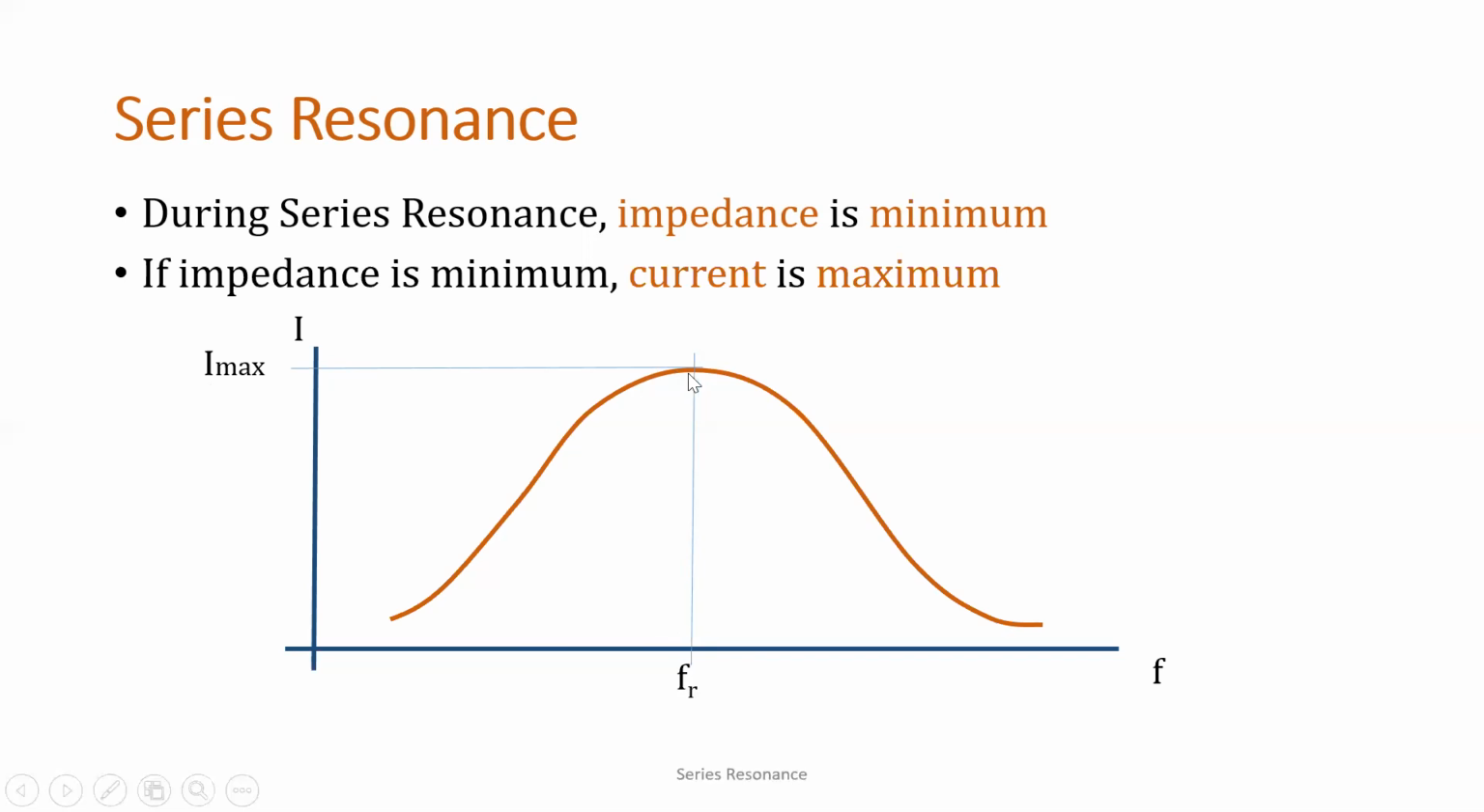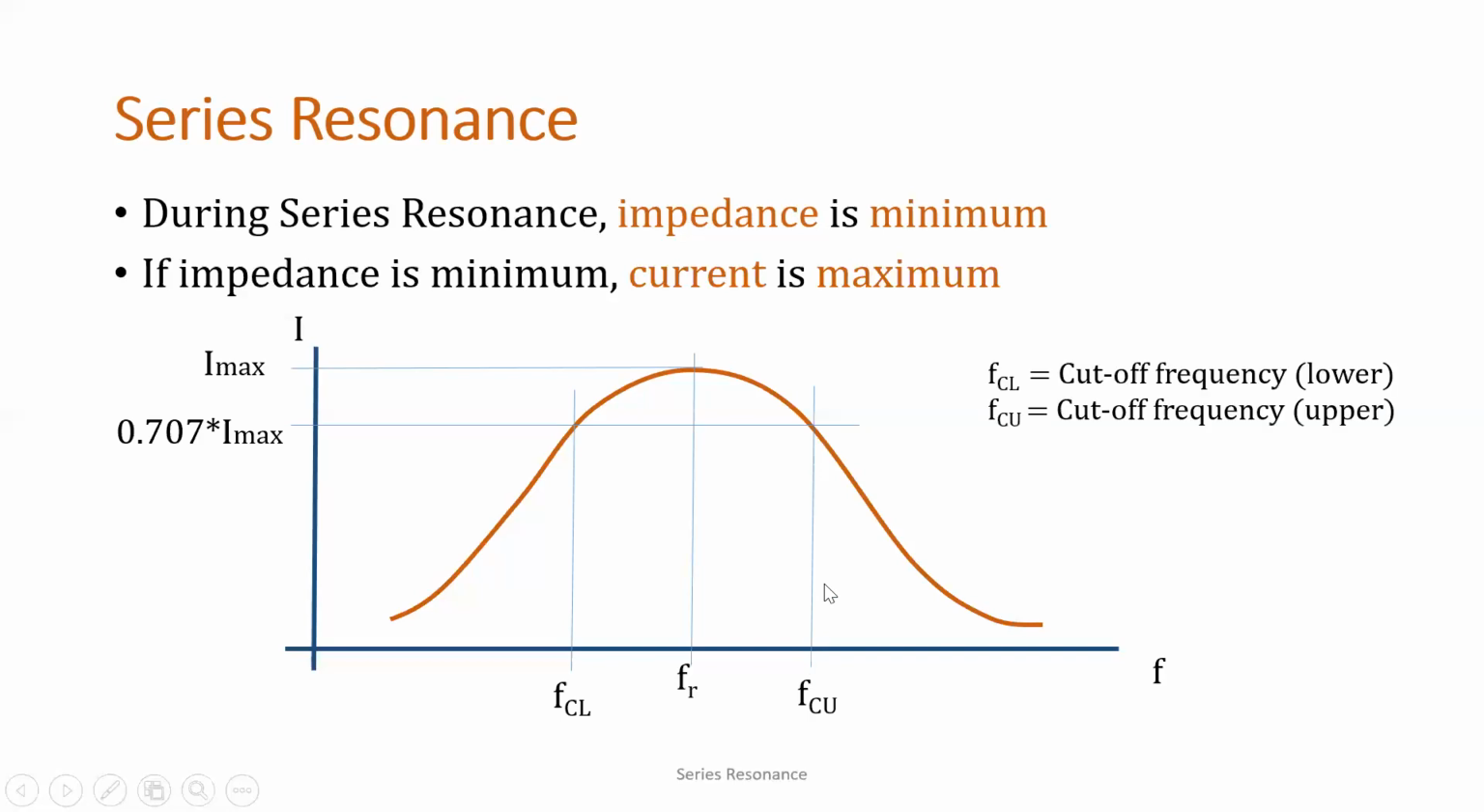So during resonance, current is maximum. This happens in series resonance. If we go down to the left or to the right, we will reach the point where the current is 70.7% of the maximum. If we trace the frequencies where we have 70.7% of the maximum, these are called the cutoff frequencies. These two are called the cutoff frequencies.